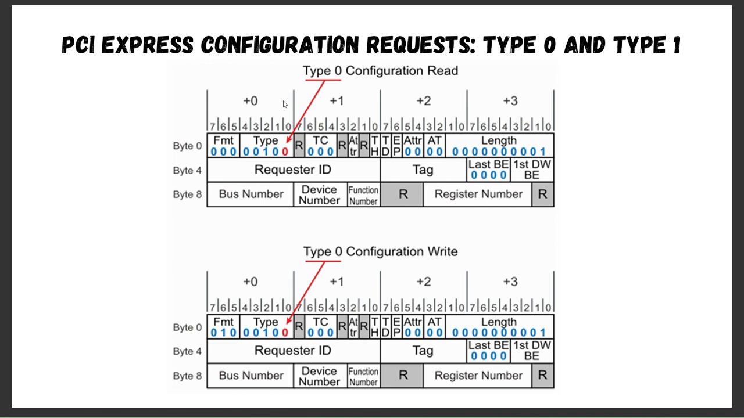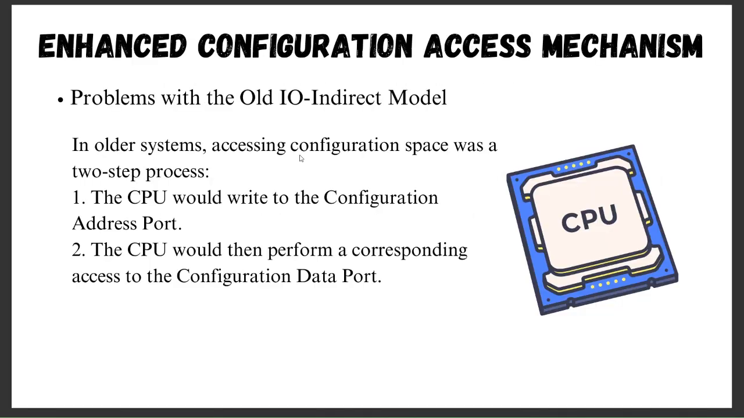A type 0 configuration request is used when the target bus number matches the secondary bus number of the bridge. This indicates that the target device is located directly on the bus connected to the secondary side of the bridge. In the last lecture, we learned how to determine the secondary bus number and the subordinate bus number. So let us once again revise that concept.